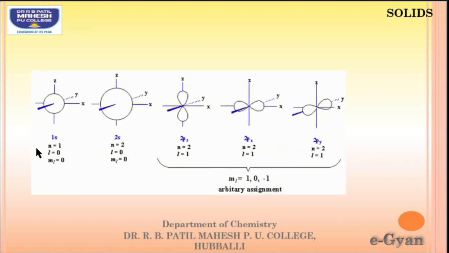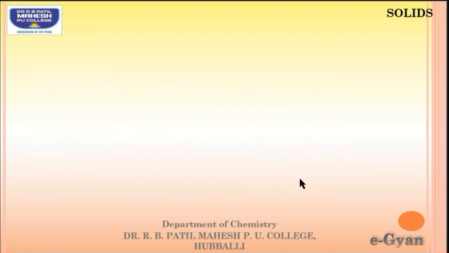In the last year you have already studied the structure of atoms, wherever we have the 1s orbital, n is equal to 1, l is equal to 0, and the magnetic quantum number is equal to 0. For 2px, 2py and 2pz, n is equal to 2 and the azimuthal quantum number l is equal to 1. Hence, the magnetic quantum number is going to range from -1, 0 and +1. And these are called arbitrary assignments.